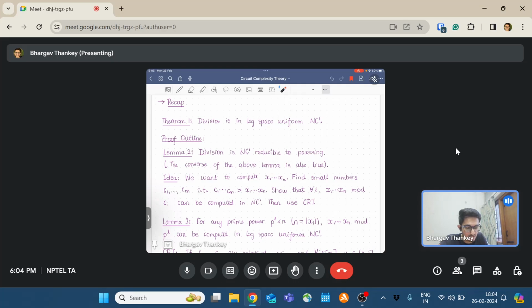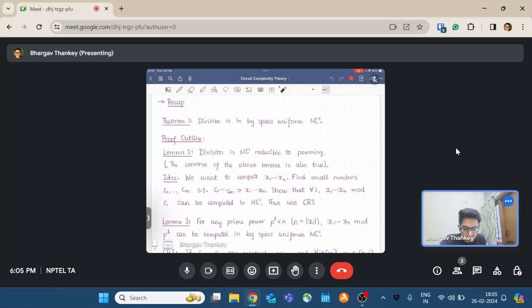So, for example, it can have a gate like this. If I feed in x, it would output, let's say, x to the k for some k. So division has an NC1 circuit with powering gates in it, and all these powering gates are called in parallel. There was just one layer of powering gates, so if we were to show that powering is also in NC1, then we could replace all those powering gates with NC1 circuits for powering, and we would still have an NC1 circuit for division.